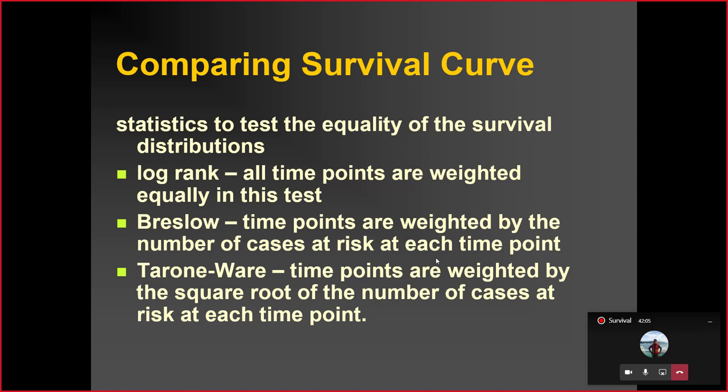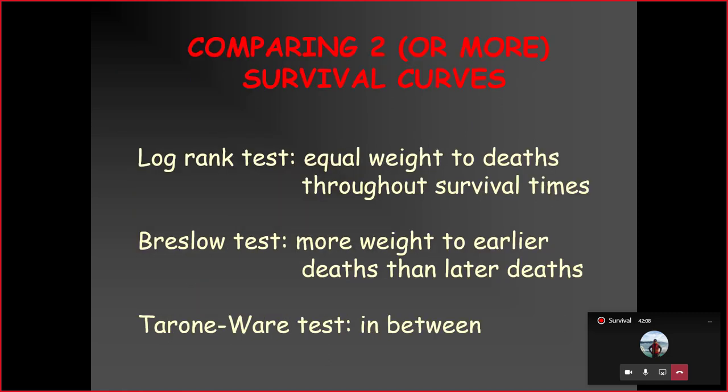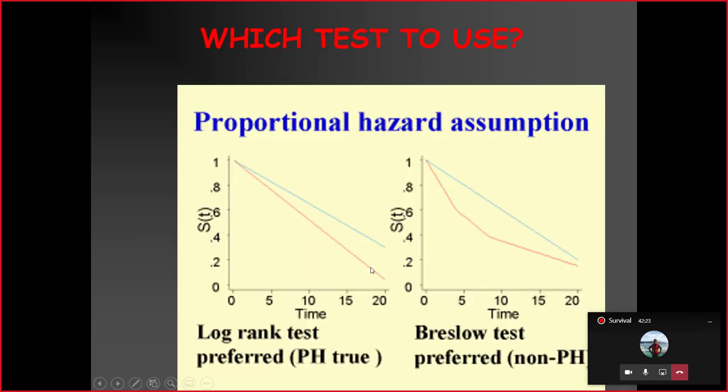For comparing the survival curve, so in short, log rank test has equal weight to death throughout the survival time. Breslow gives more weightage to earlier death than later death. And Tarone-Ware is somewhere in between because it uses square root. So which one to use? Kalau dari start to the end dah clear separation, kita pakai log rank. Kalau at the start dia dah ada clear separation tapi hujung tu sama, then kita gunakan Breslow.